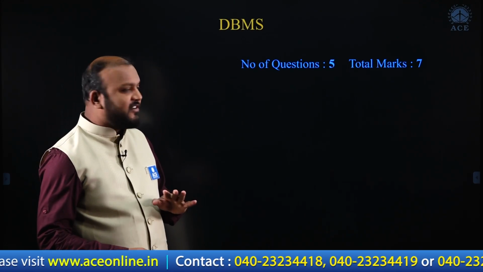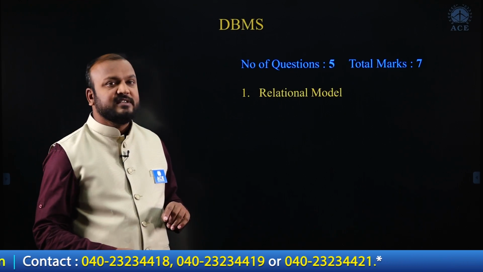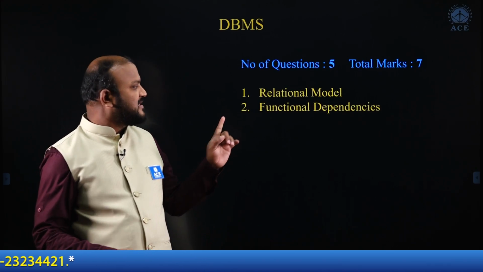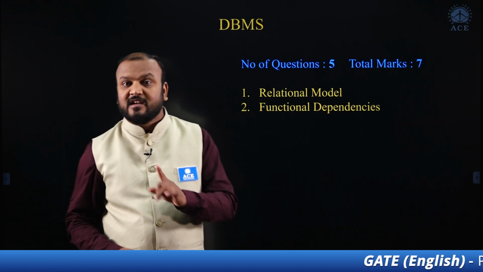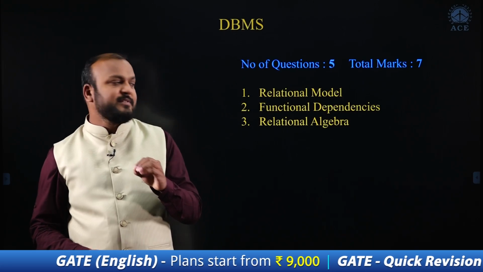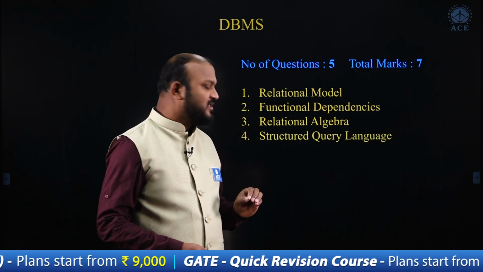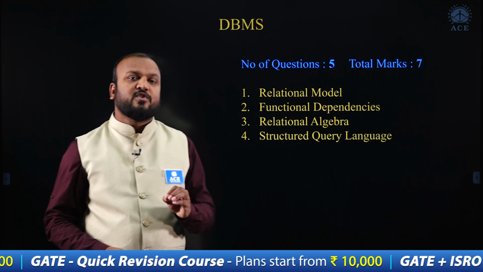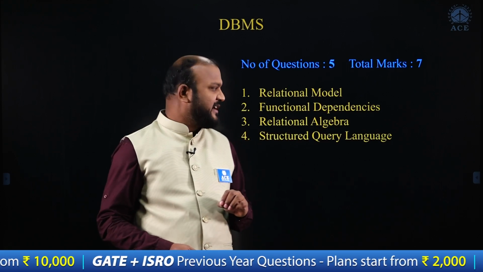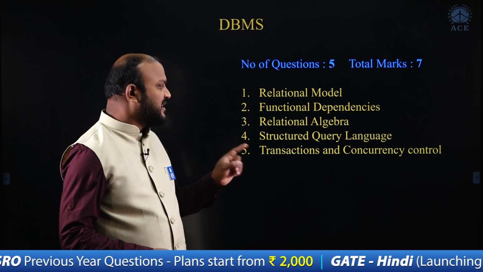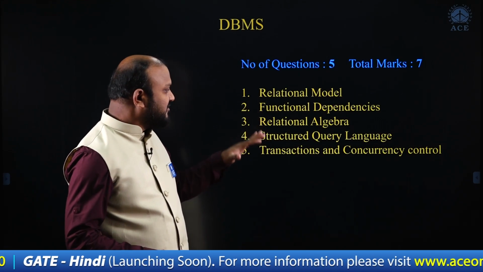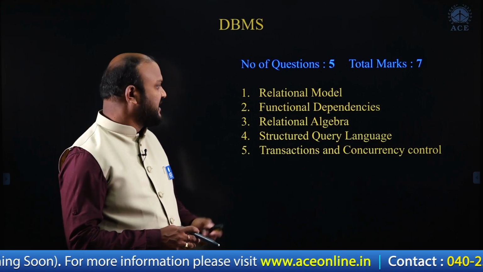One question is on the relational model, and one is on functional dependencies, where it is asked to find the number of super keys. One question is on relational algebra, based on the concept of the division operator. One question is on structured query languages, which is a combination of nested query, correlated query, not exists operator, and set manipulation operators. And one question is on transactions and concurrency control, which is based on conflict serializability. These are the 5 questions from these 5 different topics.